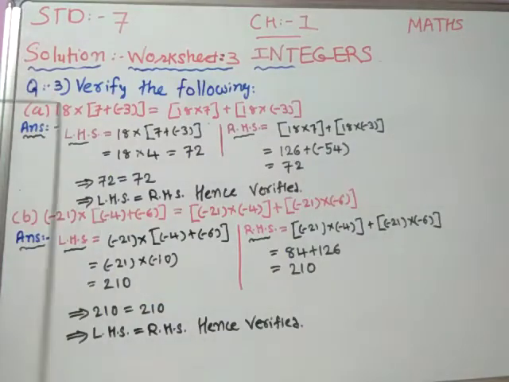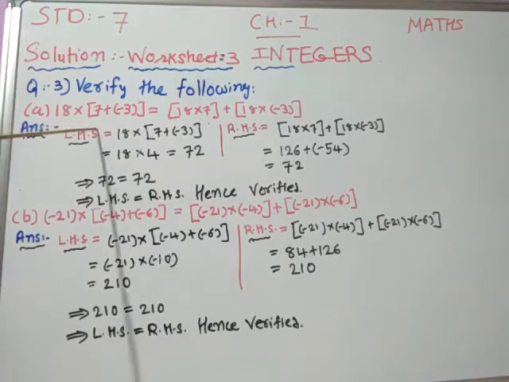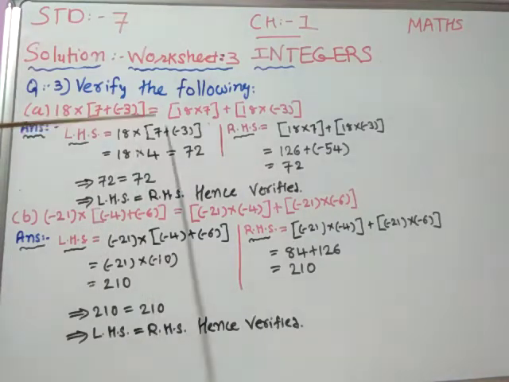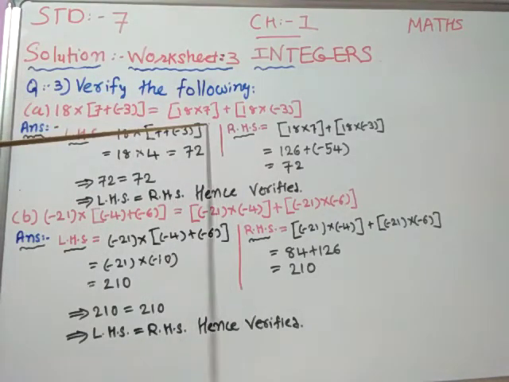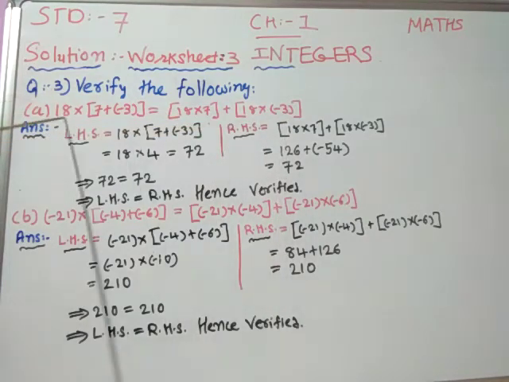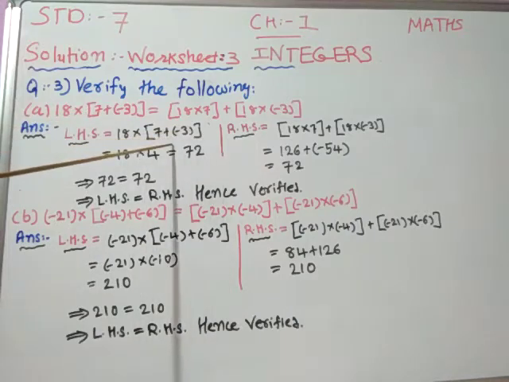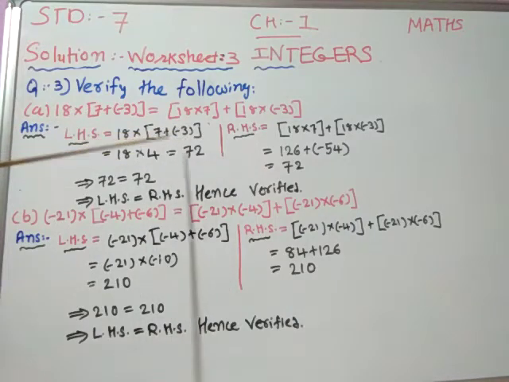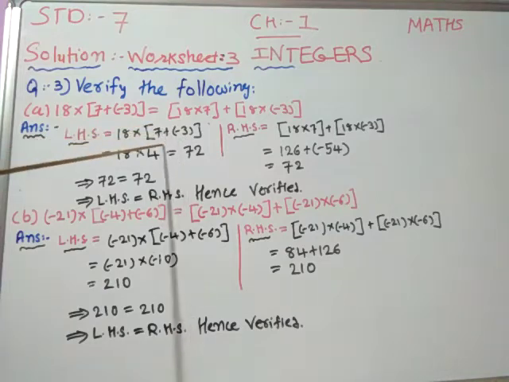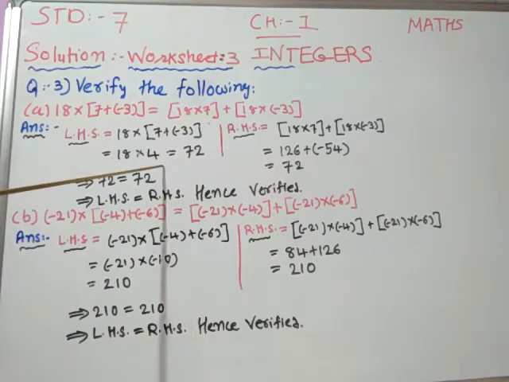Now question 3, verify the following. A. 18 multiply into bracket 7 plus minus 3 is equal to 18 multiply 7 plus 18 multiply minus 3. In this sum we have to verify that the left hand side is equal to the right hand side. First take the left hand side, 18 multiply 7 plus minus 3. Plus minus is a minus, and the sign will be of the bigger number. So 7 minus 3 is equal to 4. 18 multiply 4 is equal to 72.